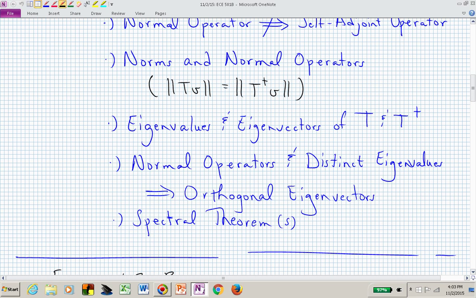If we had distinct eigenvalues for a linear map, then that gives us linearly independent eigenvectors. Now, if we have a normal operator, which is a little bit more specific than just a general operator, and we have distinct eigenvalues, those eigenvectors are orthogonal, not just linearly independent. And then we will look at some spectral theorems, and it's really depending on which inner product space we are working on, whether it's a complex inner product space or a real inner product space, that will lead to a different spectral theorem.